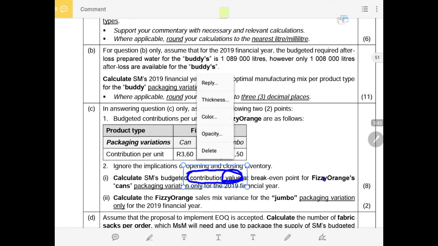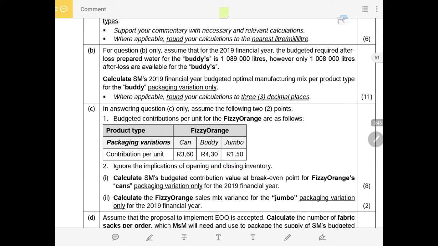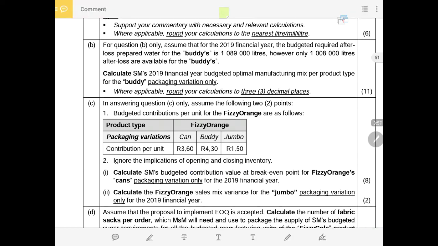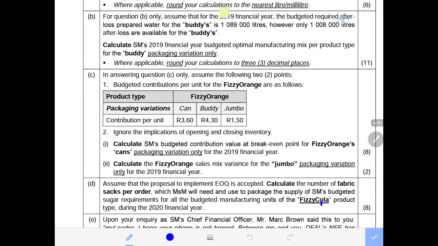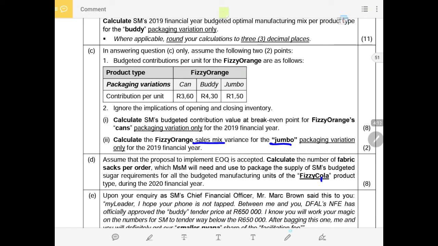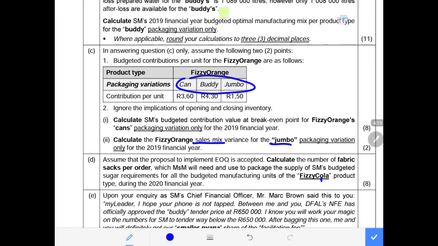Then after we need to multiply that contribution per unit by the contribution so that we get to the contribution at the break-even point. Then after, remember, when they say calculate the break-even point, you just stop with the number of units. But if they say contribution, you must multiply your break-even point for each product by the contribution. Then after, we are required to calculate our sales mix variance only for one product jumbo, but we can do for all 3 of them, because we have 3 product variation, but they require us to do only for one.